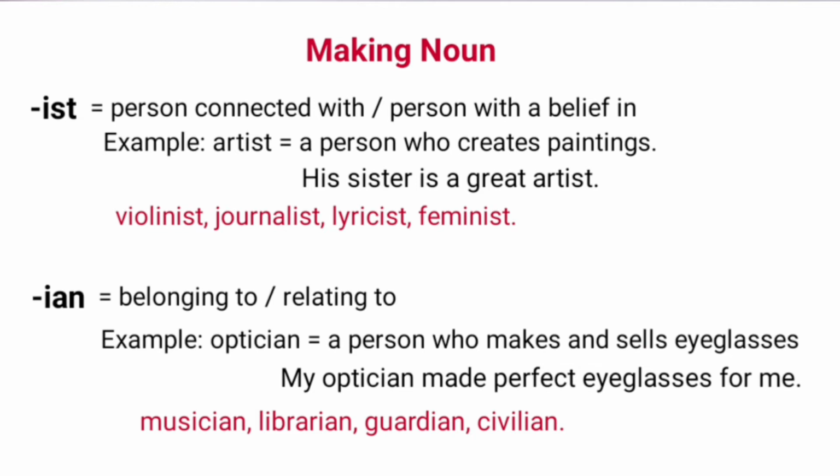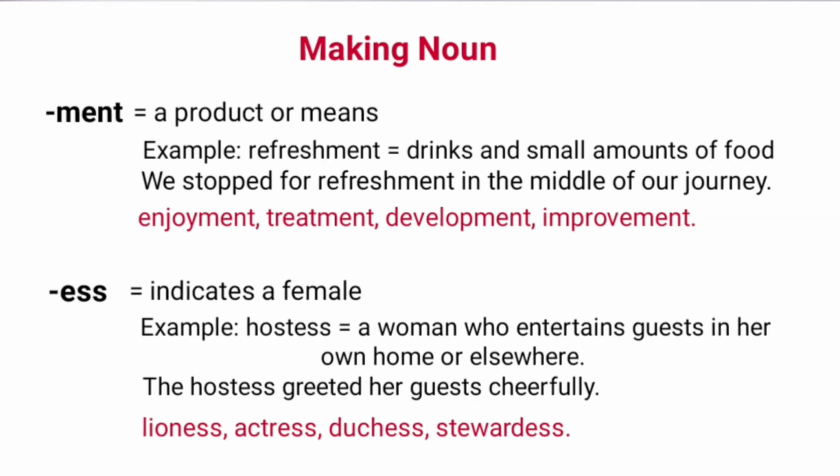Suffix ian means belonging to or relating to. Example, optician, which means a person who makes and sells eyeglasses. Sentence, my optician made perfect eyeglasses for me. Some other words with suffix ian, musician, librarian, guardian, civilian.